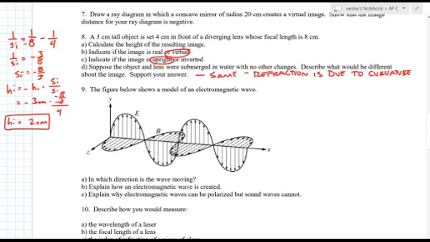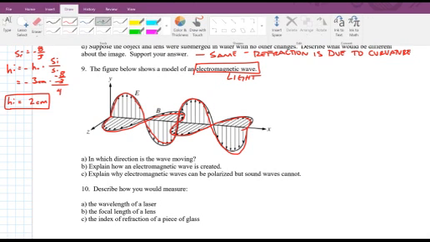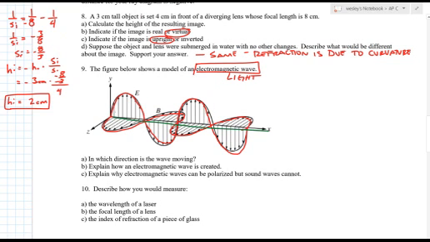Okay. The figure below shows a model of an electromagnetic wave. That's a fancy way of just saying light. An electromagnetic wave is a disturbance of an electric field and a magnetic field, but this is the wave. It's the interaction between the two. They act at 90 degrees to each other. But the velocity of the wave is forward.